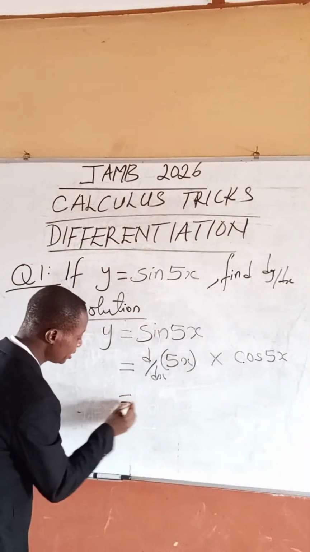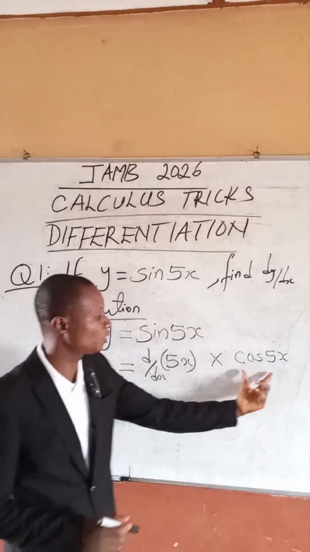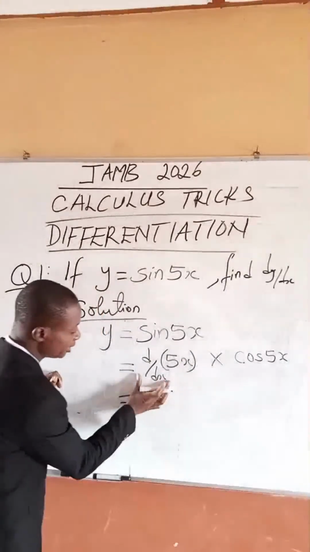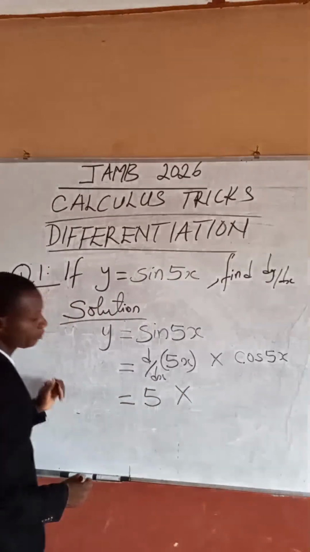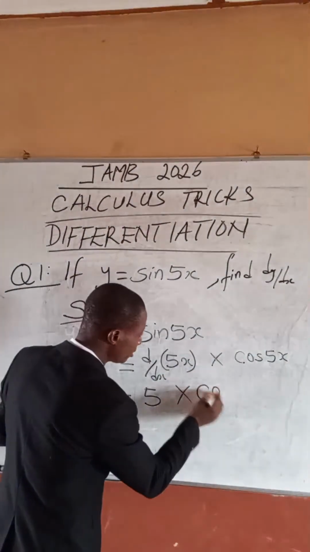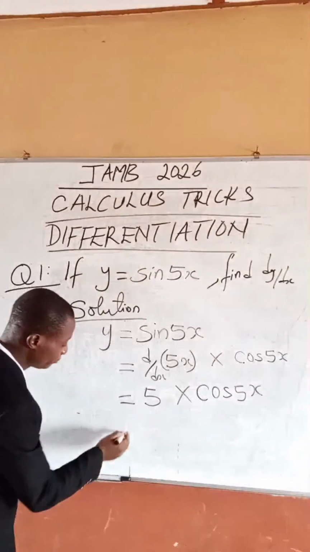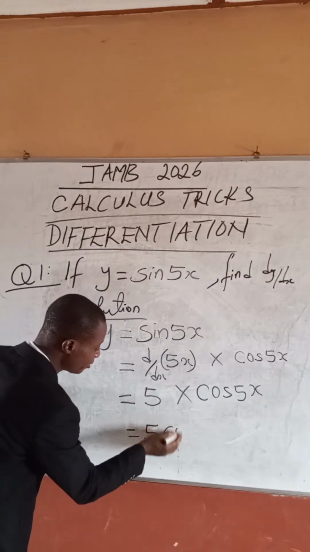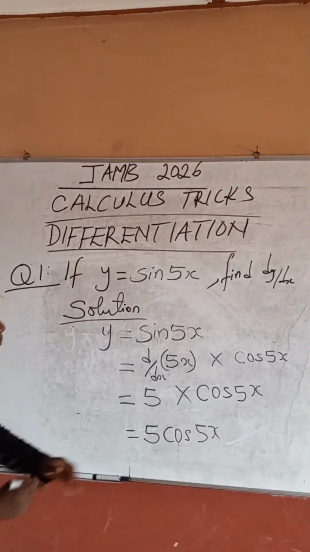Then the next phase is for us to differentiate this. Differentiate only this. The differentiation does not affect this, okay? Because we have already changed the sine to cosine. So what is the differentiation of 5x? It is simply 5. Then times this one, don't differentiate it again. Just come here and write cos 5x. So multiply together. We are simply going to have 5 cos 5x. This is the simple way to do this.